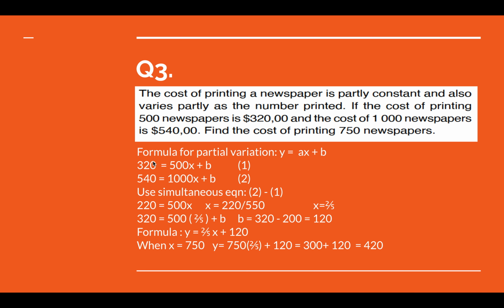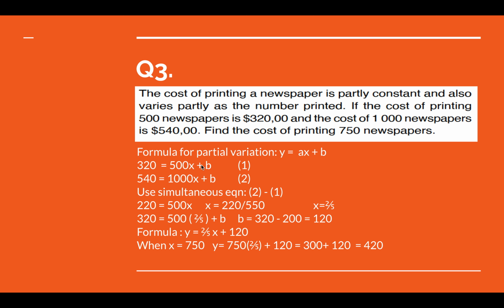So 540 minus 320, we get 220. Then 1000 minus 500, we get 500. Because of that, you can just see that 220 is equal to 500x. So x is equal to 220 over 550. X is equal to 2/5. Now that we've got our x, we can put it either in equation 1 or in equation 2. Here I just randomly chose equation 1. So we've got 320 is equal to 500 multiplied by the 2/5 that we found, plus b. So we can see that b is equal to 320 minus 200, which is equal to 120.